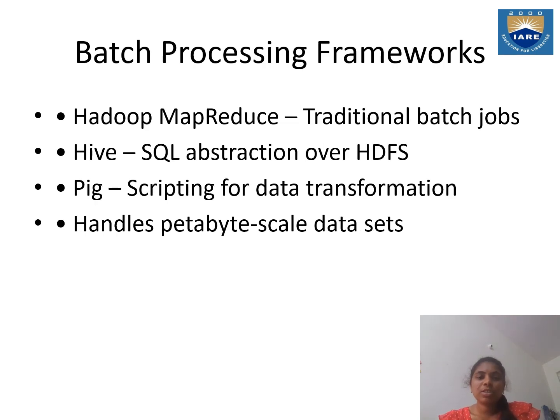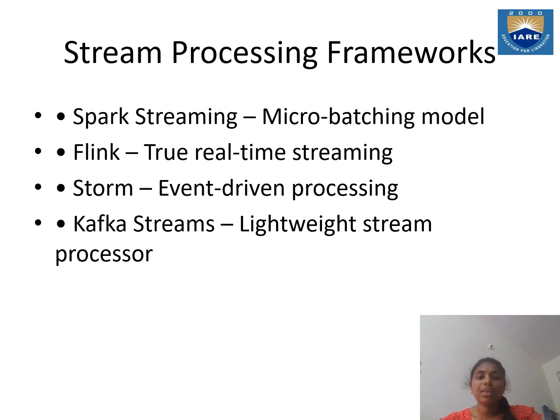The batch processing frameworks: Hadoop MapReduce, traditional batch jobs; Hive, SQL abstraction over HDFS; and Pig, scripting for data transformation, which handles petabyte scale data sets. The stream processing frameworks: Spark Streaming, micro-batching model; Flink, true real-time streaming; Storm, event-driven processing; and Kafka Streams, lightweight stream processor. These are the stream processing frameworks of big data.